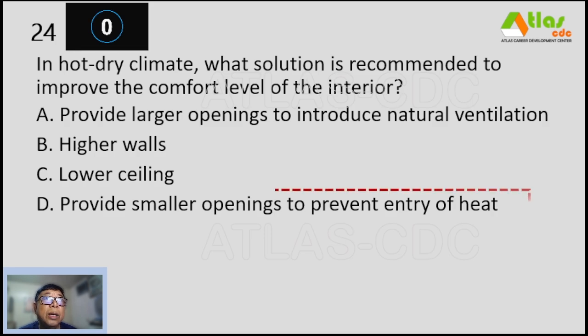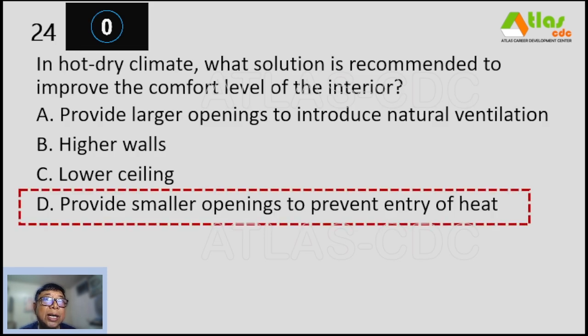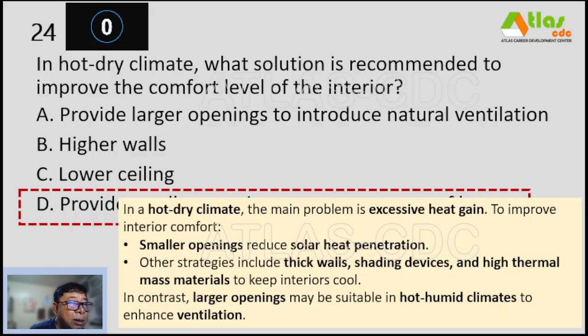And our correct answer is letter D, provide smaller openings to prevent entry of heat. So in a hot, dry climate, the main problem is excessive heat gain. To improve interior comfort, smaller openings reduce solar heat penetration. Other strategies include thick walls, shading devices, and high thermal mass materials to keep interiors cool.